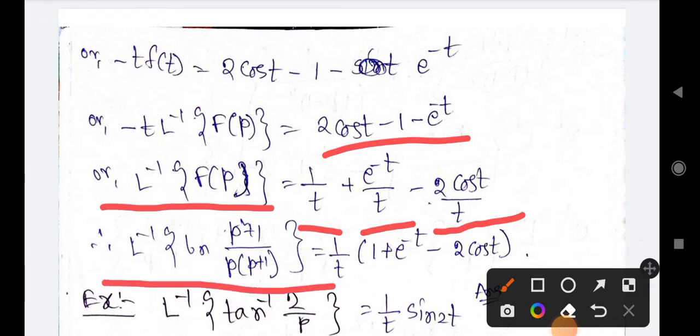So I get this answer in this way, that Laplace inverse of ln of (p square plus 1) by p into (p plus 1) equals 1 by t [1 plus e to the power minus t minus twice cos t]. This is our answer.